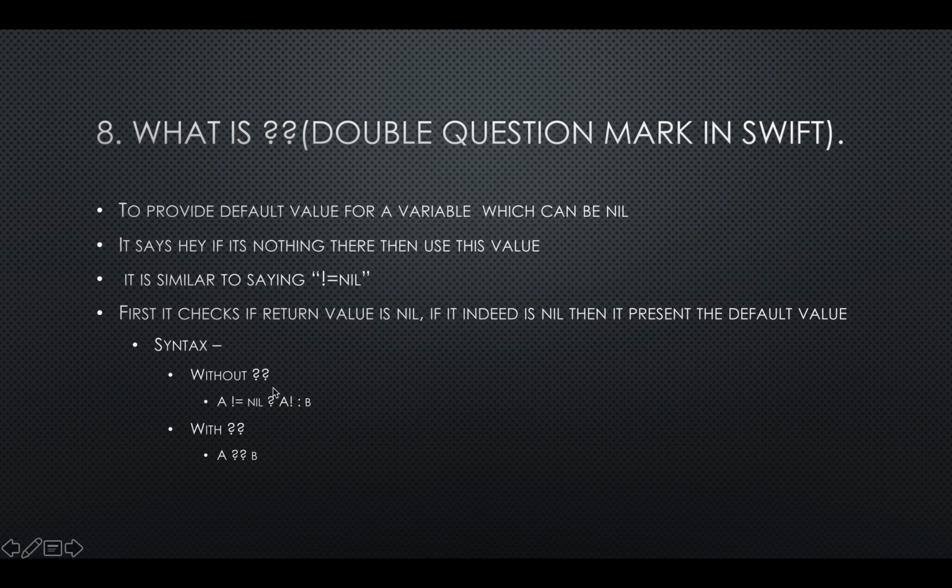So without double question mark, we used to do it like this. If a is not equals to null, then we will give the value of a, for force unwrapping, and if it is a null, then we'll give b value, where b is a default value. Okay, and with double question mark, you can just write it in very short, like it's shorthand. Okay, so a double question mark b. If it has a value, then it will unwrap it and give you the value. If it does not have a value, then it will give you a default value.